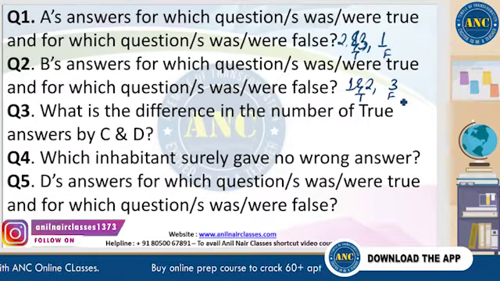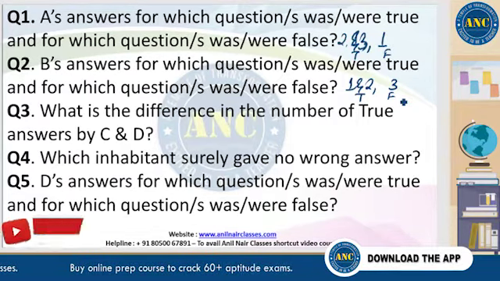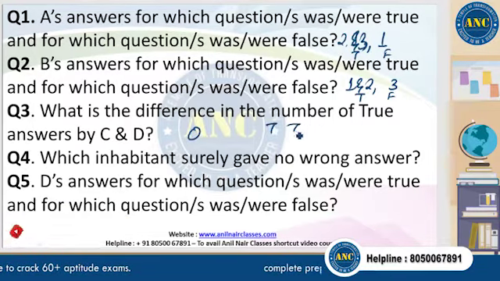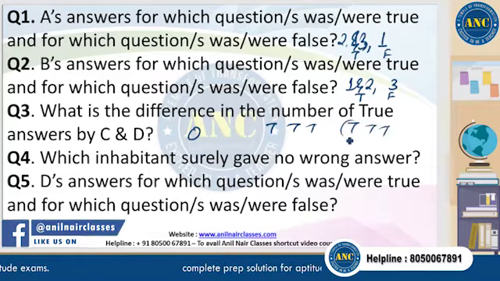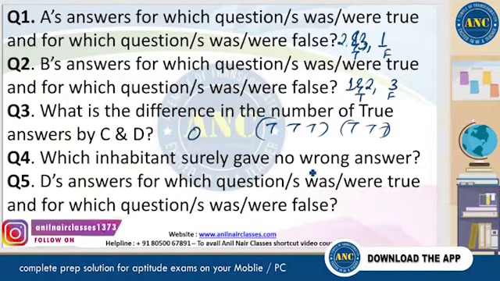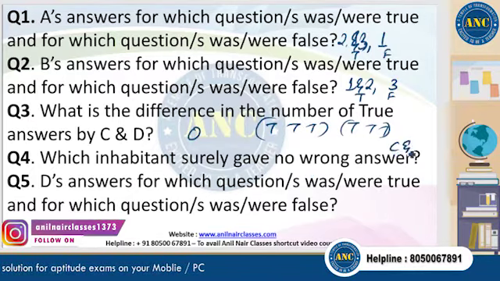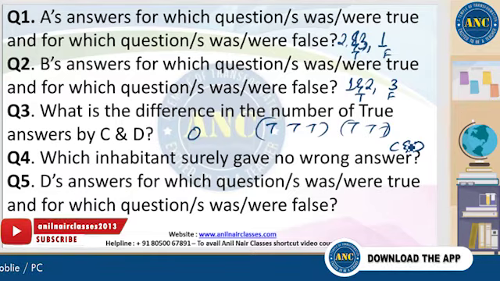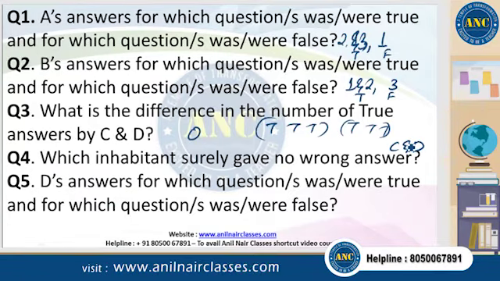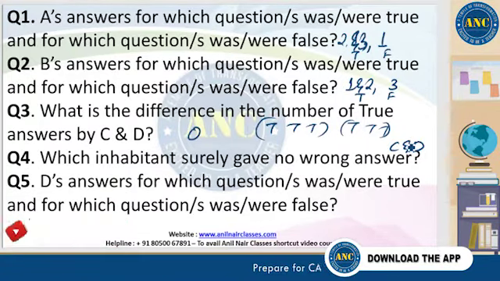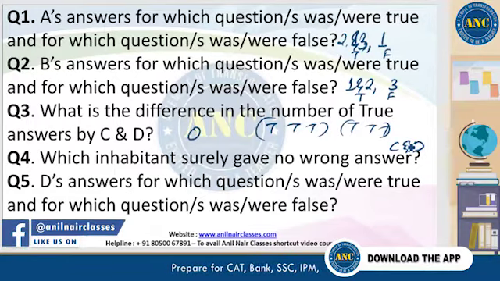What's the difference in the number of true answers by C and D? That's 0, because for both of them it was true, true, true. That means 3 true and 3 true. That's pretty simple. Which inhabitant surely gave no wrong answer? Both C and D. For D, the answers for all questions were true, no question was false. That's simple, and D was the crux of the entire question.